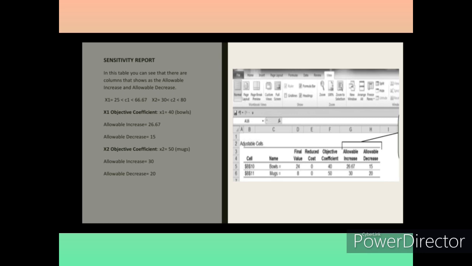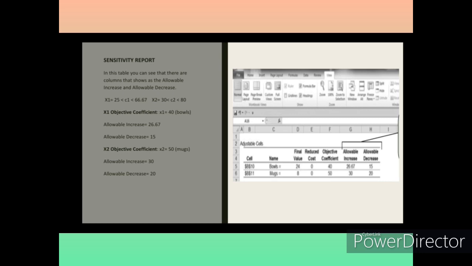The solution is, the 66.67, our upper limit, we subtract it from our objective coefficient of 40. So the result is 26.67. The same goes for the allowable decrease. The 25, our lower limit, we subtract from our objective coefficient of 40. So the result is 15.